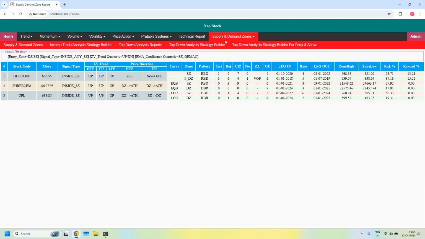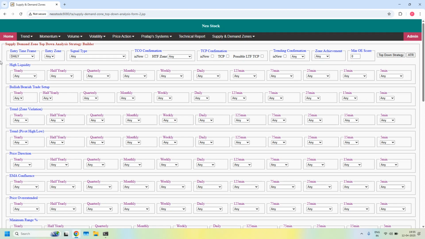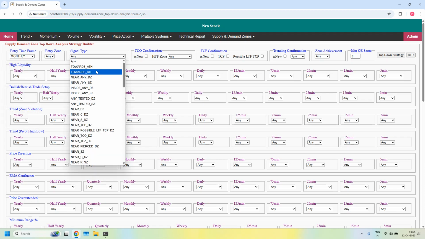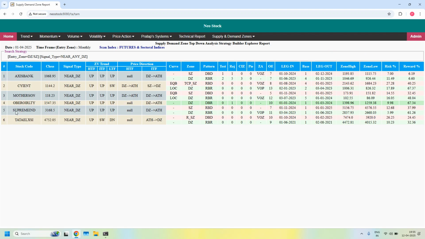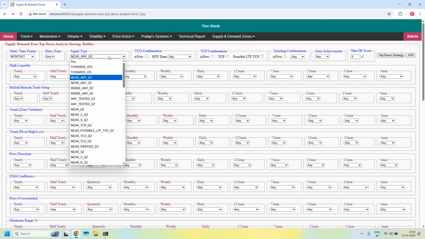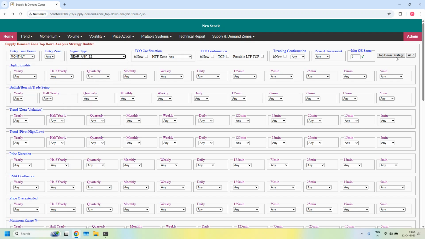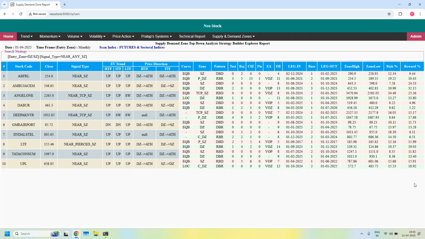Okay, next time frame is monthly. Stocks near the monthly demand zone. We got 6 stocks. Next, stocks near the monthly supply zone. We got 10 stocks.